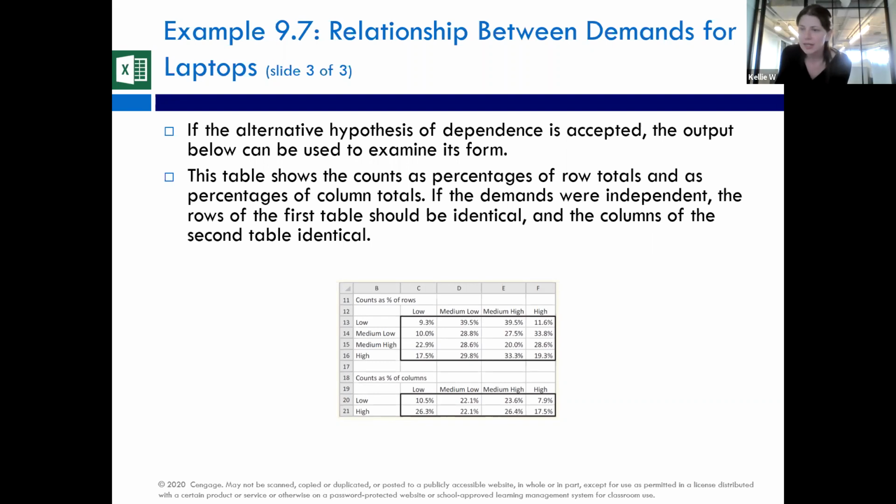You can walk through it again in your textbook, but the point really is just that we can test for two attributes in a population to see if those attributes are independent. So that's it for hypothesis testing.